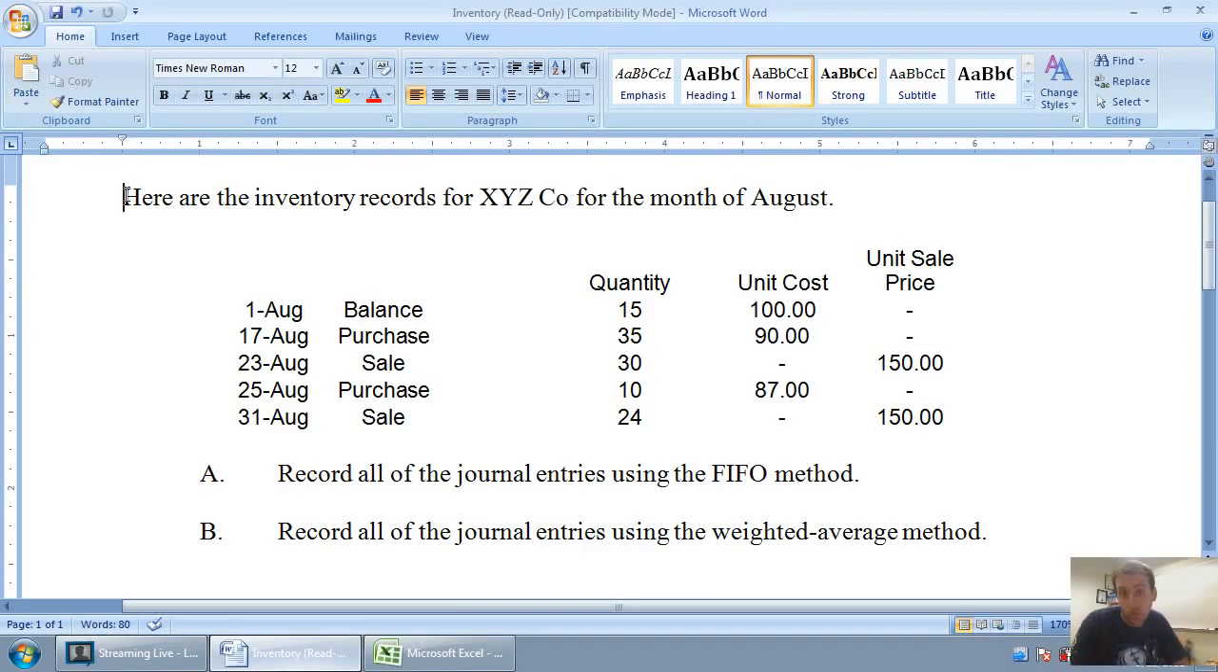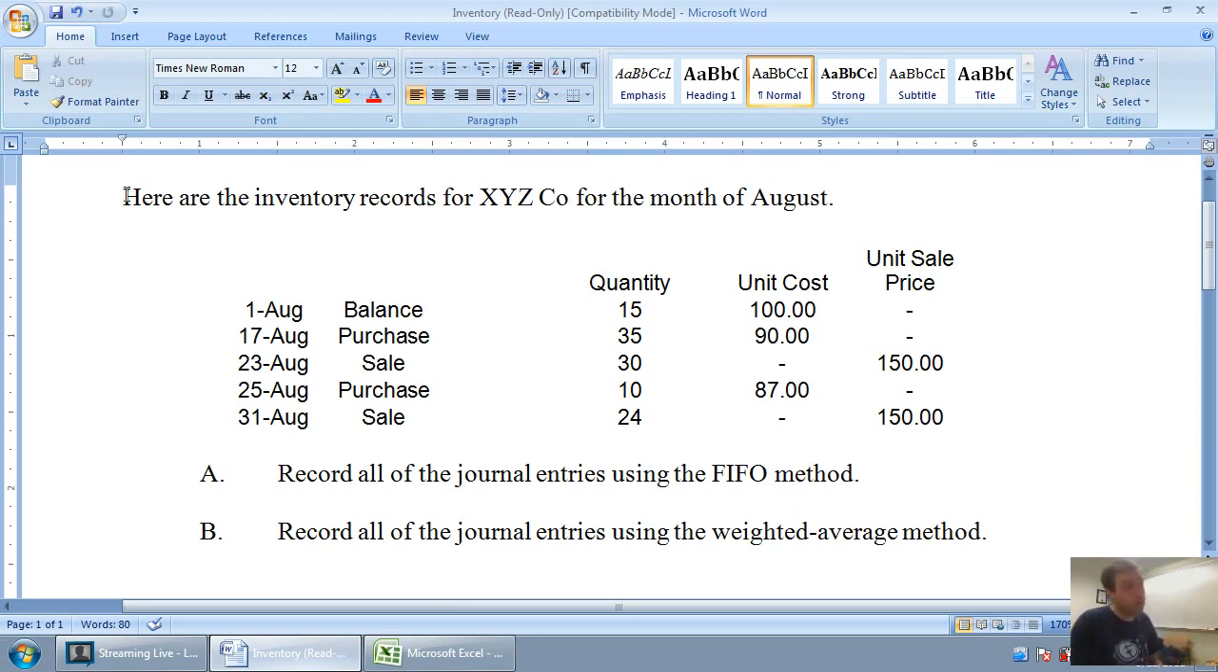In our last video, we discussed how to prepare a FIFO method inventory record. In the video before, we discussed the differences between FIFO, LIFO, weighted average, as well as specific unit identification in terms of dealing with inventory. In this video, we're going to do the weighted average method.